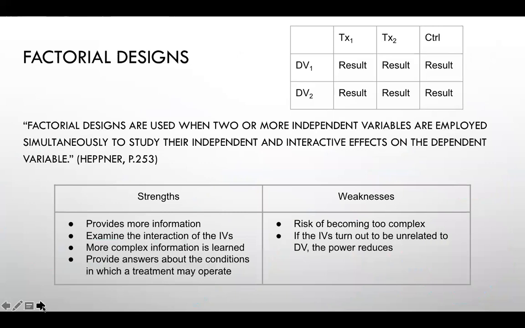So another type of between groups design is a factorial design. A factorial design is used when two or more independent variables are employed simultaneously to study their independent and interactive effects on the dependent variable. For example, if you were doing a study to measure the effectiveness of two different interventions designed to enhance cross-cultural awareness in students based on gender, you would have a 2x3 factorial design, as in the top of our slide.